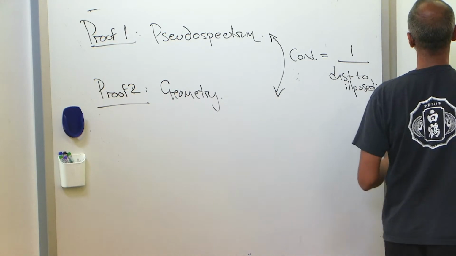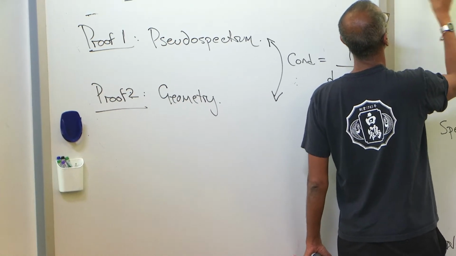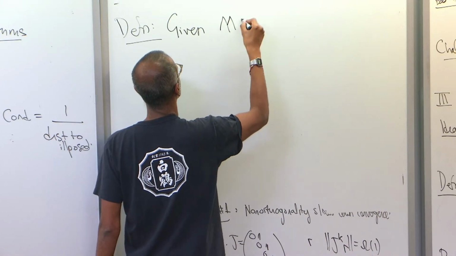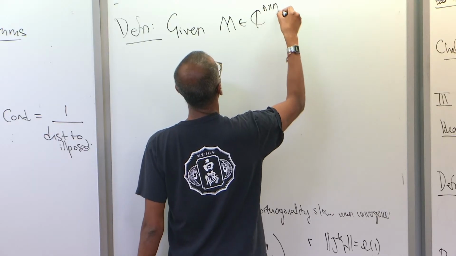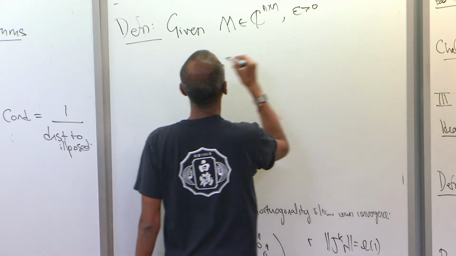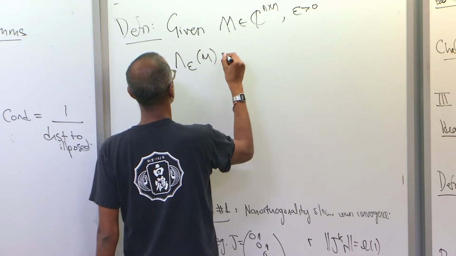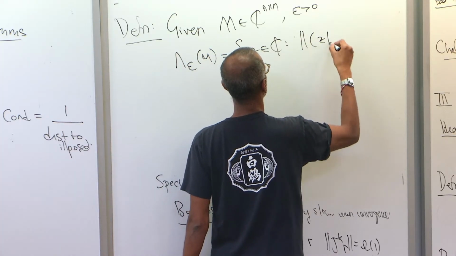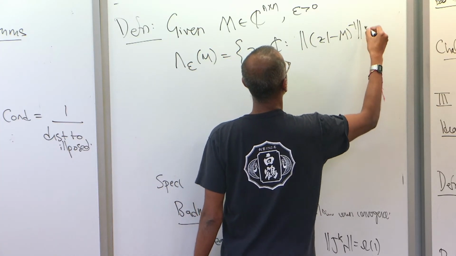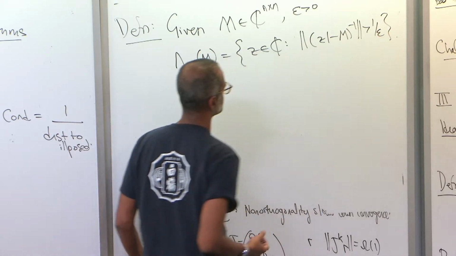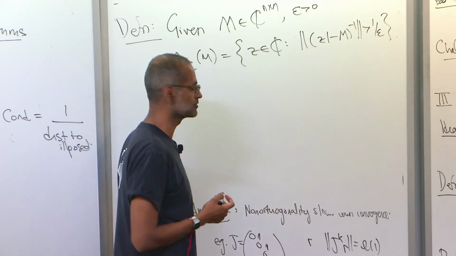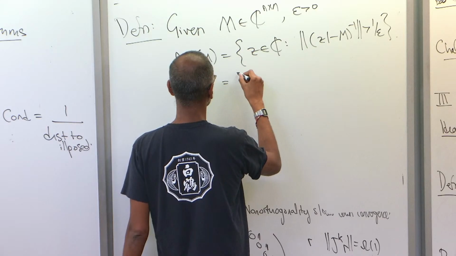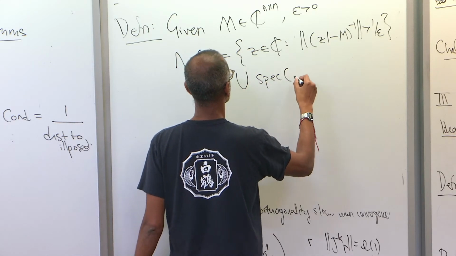So Mark defined pseudospectrum yesterday. Given a matrix and a parameter, the epsilon pseudospectrum is a set in the complex plane. It's a set of numbers for which the operator norm of the resolvent is bigger than 1 over epsilon. So it contains the spectrum because this is unbounded for the spectrum, but it's a bigger set. And it's also, this is an exercise, a union of spectra of all nearby matrices.